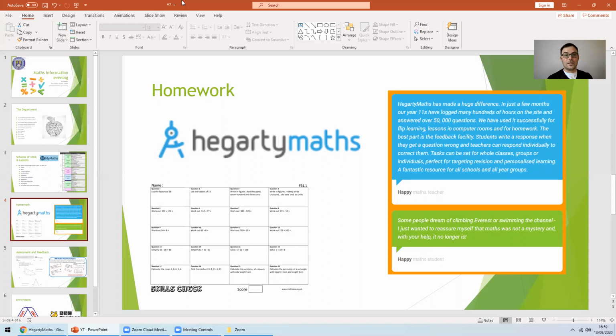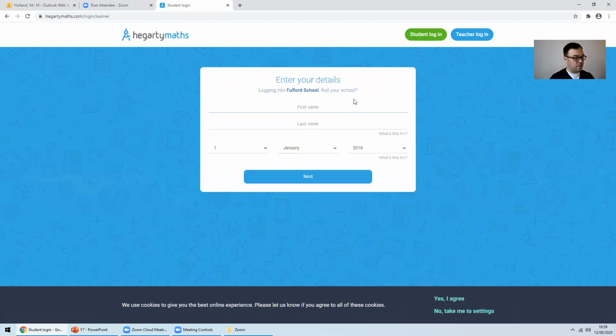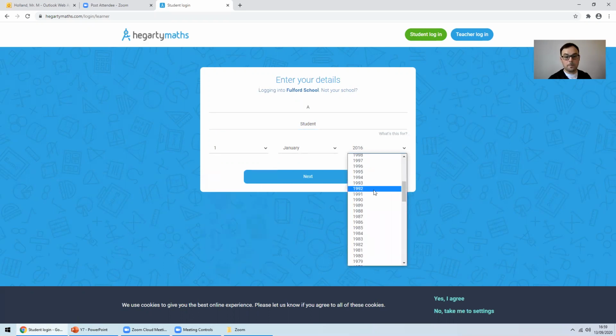That said, it is 2020. If we get with the times, that means using an online platform for a lot of their homework as well. And that platform, like I said, that we use is Hegarty Maths. So this is the website in a nutshell. What students need to make sure they do is log in first. Normally it asks you to select your school, but I was already logged in prior to this, so I've already selected Fulford. They need to type in their first name and their last name, as well as their birthday.